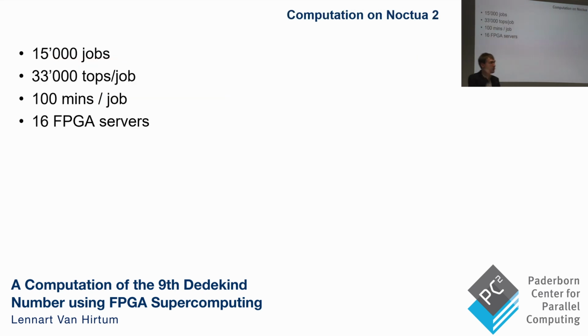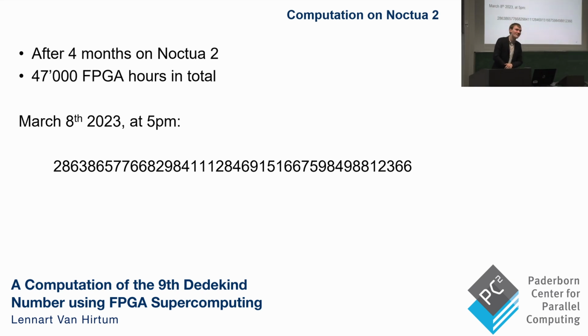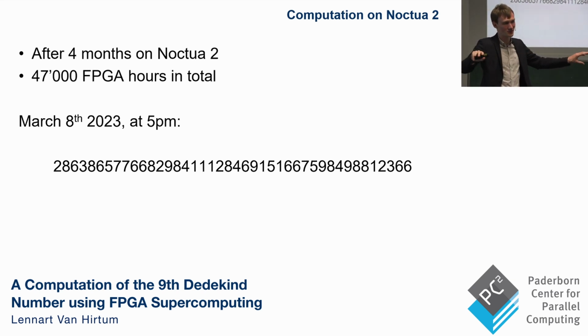So we divide the whole thing up into 15,000 jobs. We allocate about 333,000 tops per job. Each job took a little under 2 hours, and we had 16 FPGA servers. So after 4 months on Noctua 2 and 47,000 FPGA hours later, on March 8th at 5 p.m., I finally saw this number come out on my terminal.